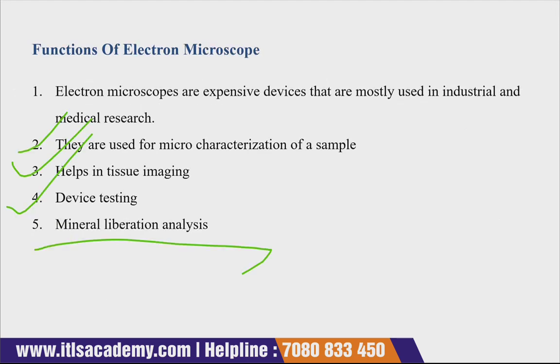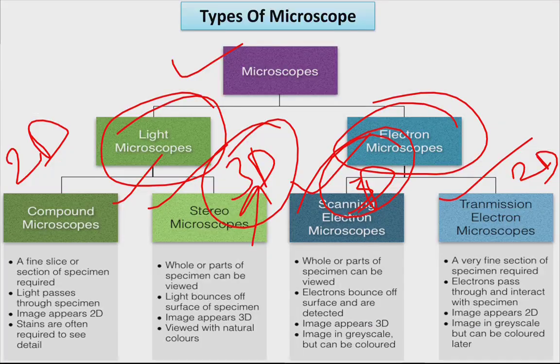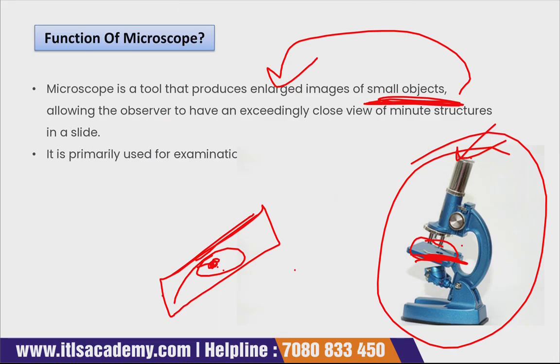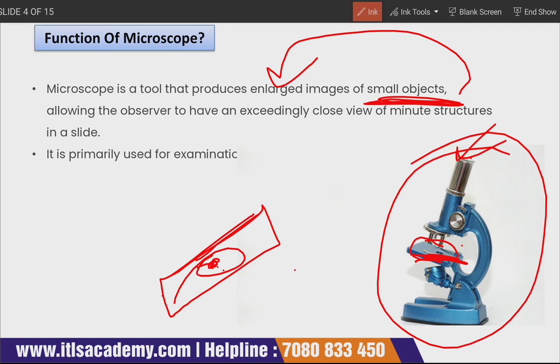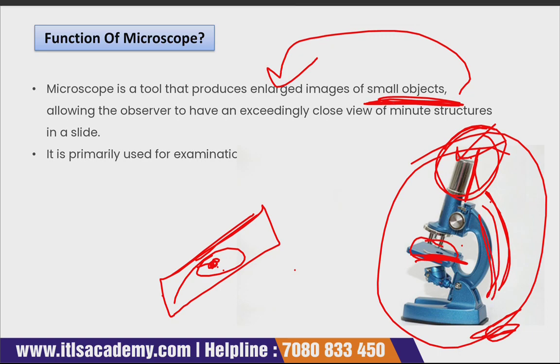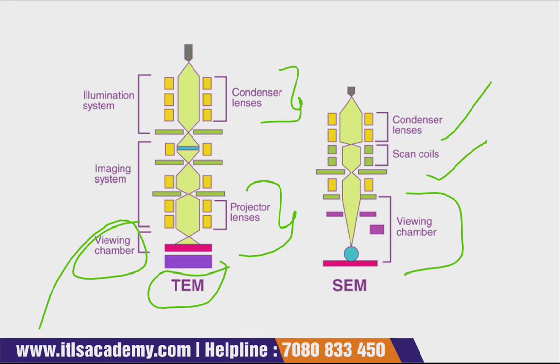If we go to this first image, this part is the head. This part is the arm and this part is the base. So what is the arm doing? It is connecting the head with the base, and this is the arm, right?